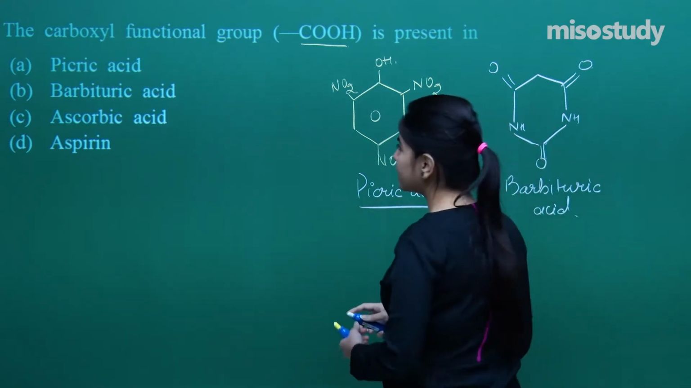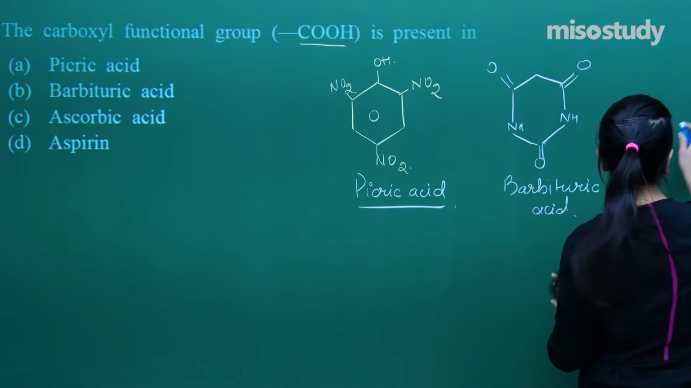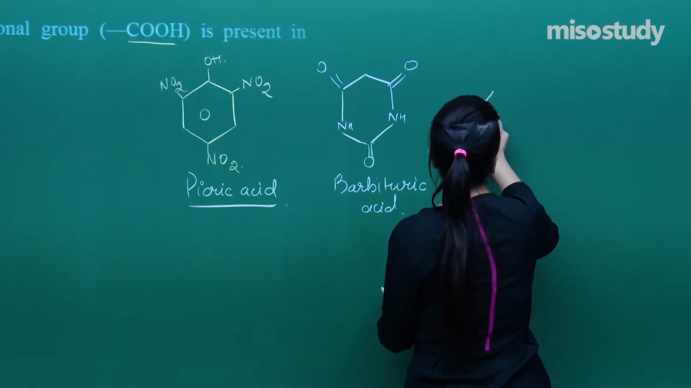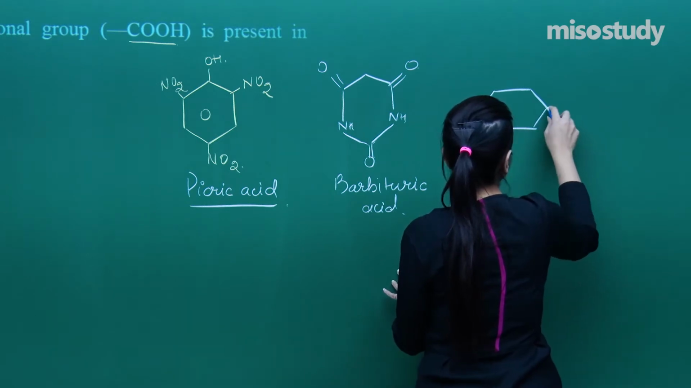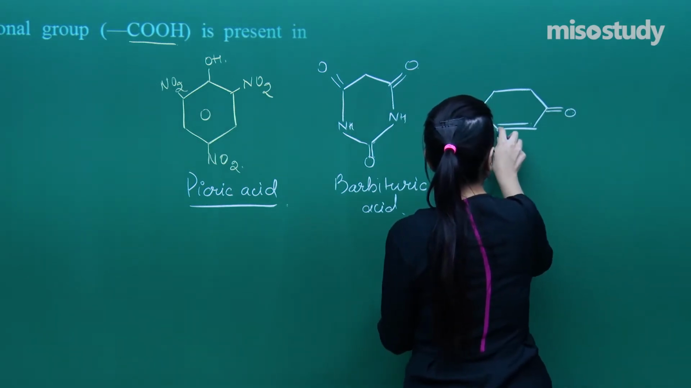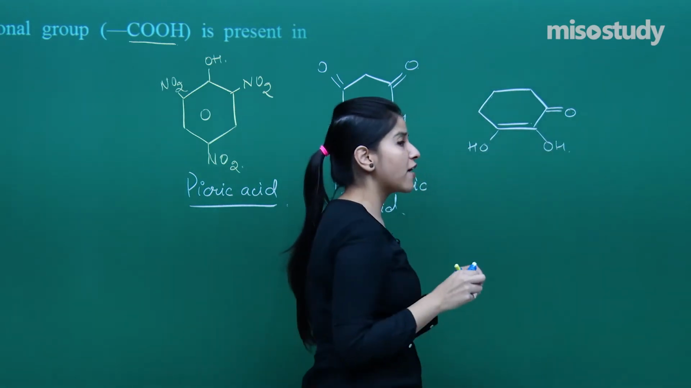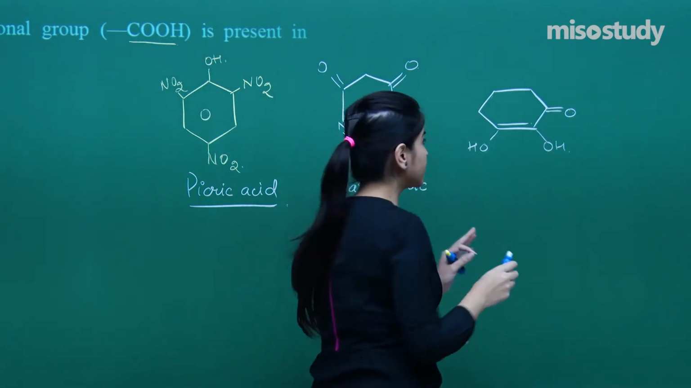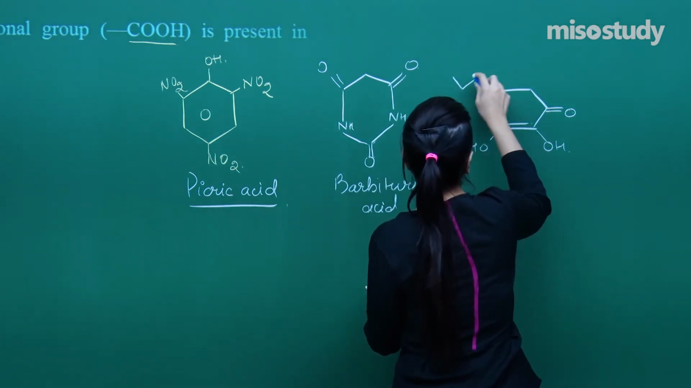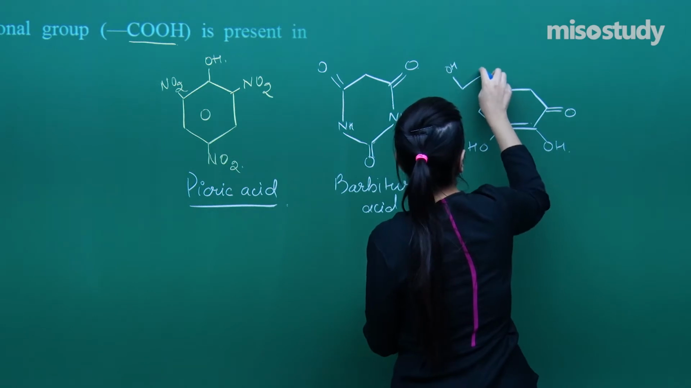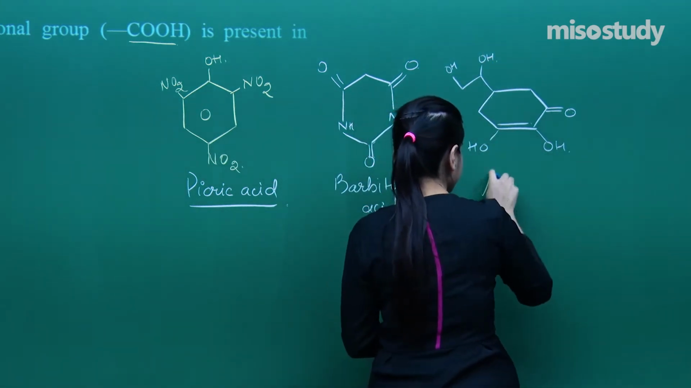And next what do we have? Ascorbic. So what is ascorbic? It is present in vitamin C. So ascorbic is like this. So again and again I am saying you need to have proper information of the structures. So here what do we have? So that is what ascorbic is.